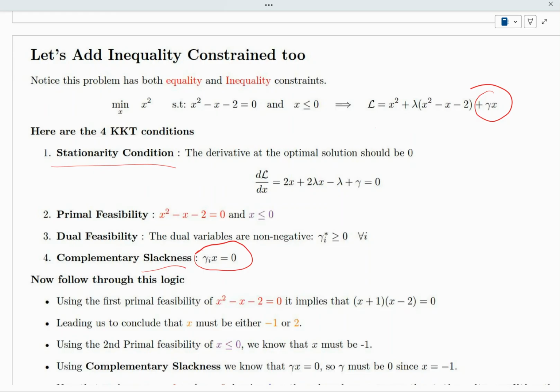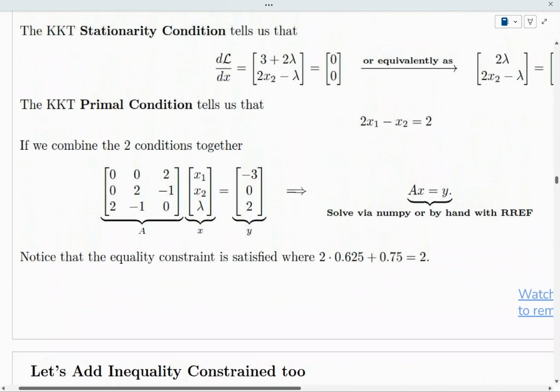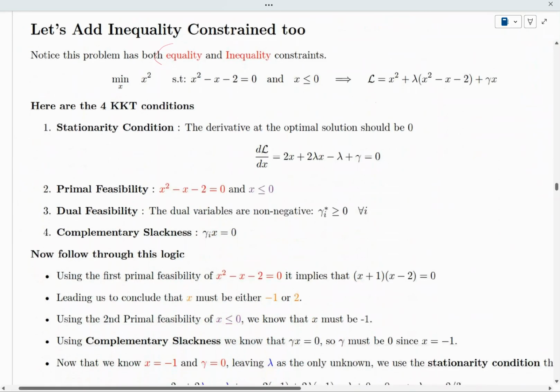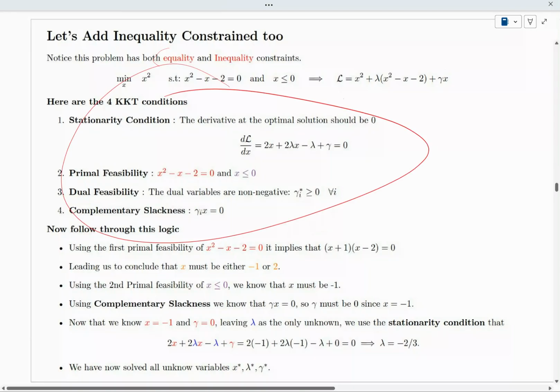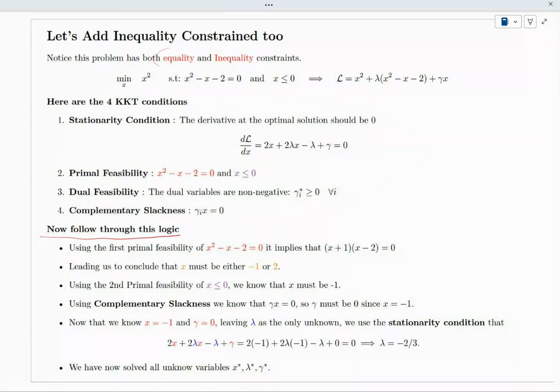Okay, so let's see how we can solve this. This is more complicated than the previous one. With the equality constraint, we often can get lucky and get into a form that looks like this. However, with inequality constraints, the situation is much trickier. Let's follow through the logic. So we just looked at this problem and let's follow through this. We know that from the primal feasibility, this is true. This has to be true.